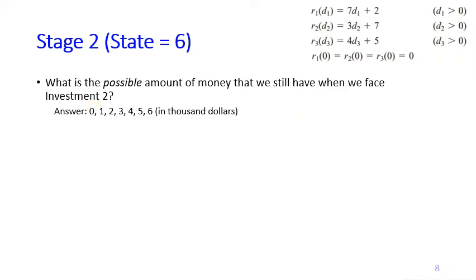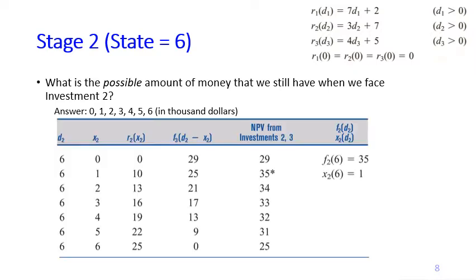Now, what if when we face investment 2, we still have $6,000 on hand? So the state is 6, and then we have a lot of possible decisions, starting from invest nothing at investment 2 up to invest everything in investment 2. And this is the return for this stage. For example, if you invest nothing, the return is nothing. If you invest $6,000, then the return is 3 times 6 plus 7, which is 25.